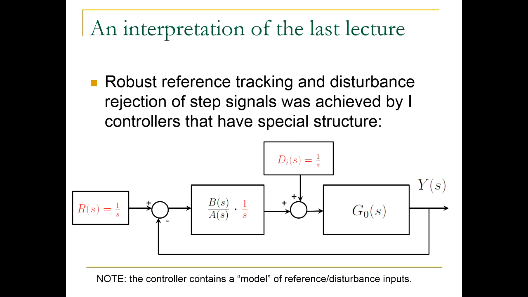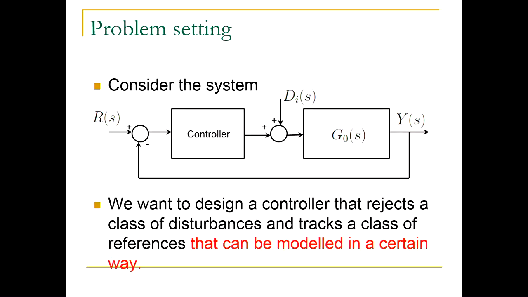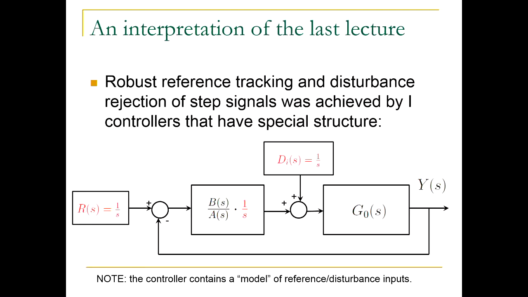Now, we want to generalize this, and the first thing would be to talk about more general classes of reference inputs and disturbance inputs. So what we want to do is design a controller that rejects a class of references and disturbances, and we will assume that we can model these reference inputs and disturbance inputs in a similar way as we did in the last lecture. We will just replace this by something more general, and this also by something more general, and then we will see that a particular model of this and that would need to be included in the controller to achieve zero steady state errors. That's the internal model principle itself.